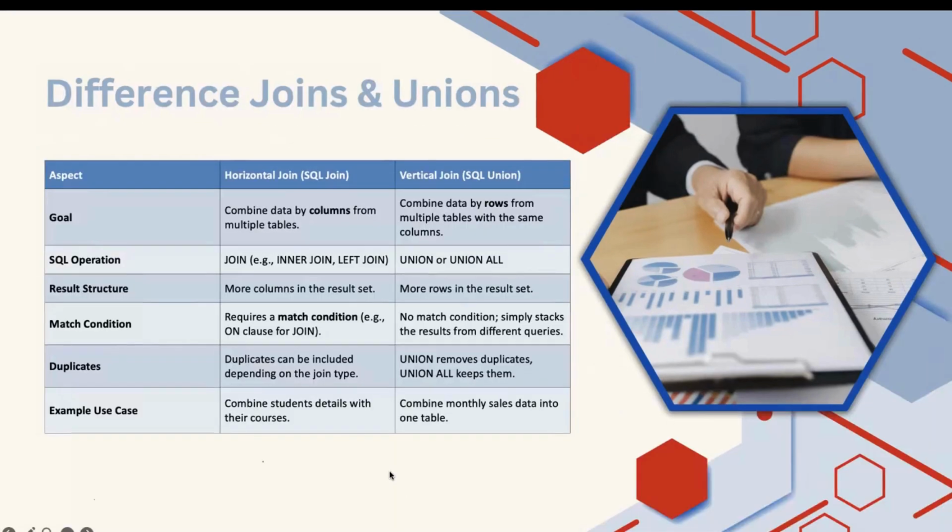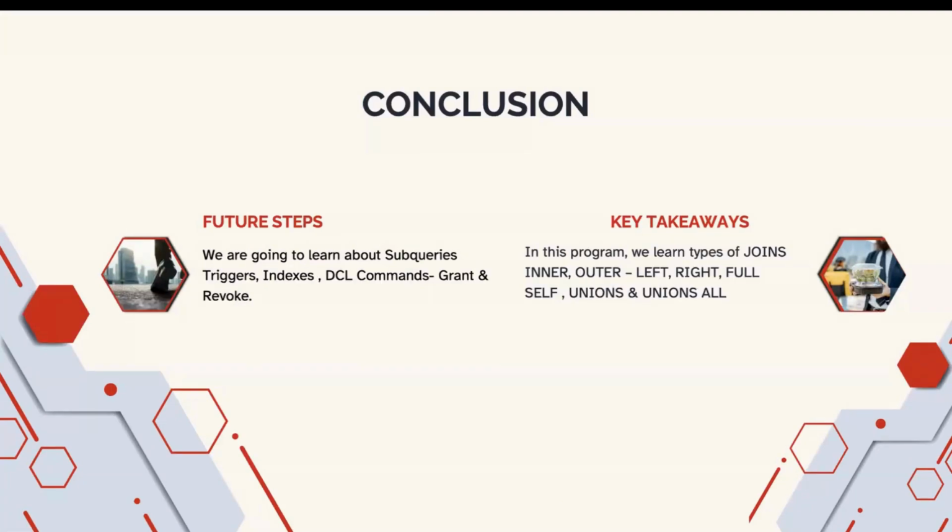So that's it from our side. In today's lesson, we learned about joins: inner join, outer joins, where there are left, right, and full outer joins, then self joins, then UNION and UNION ALL. We also learned about the difference between UNION and UNION ALL, where we need to choose UNION, and in which scenario we need to use UNION ALL.